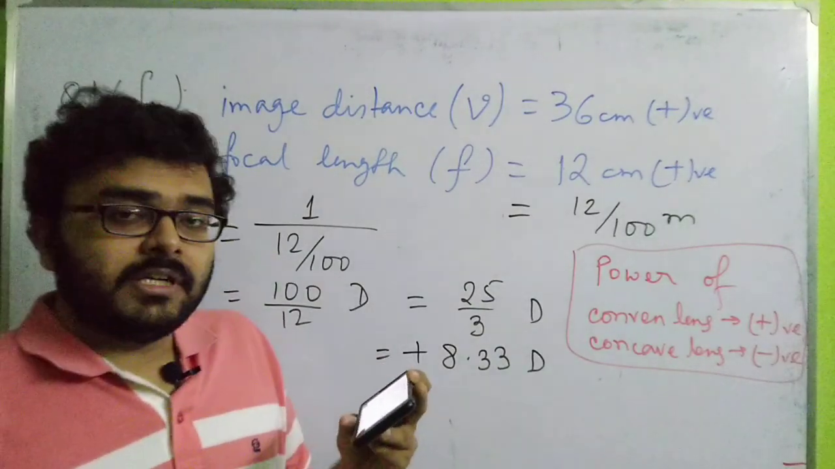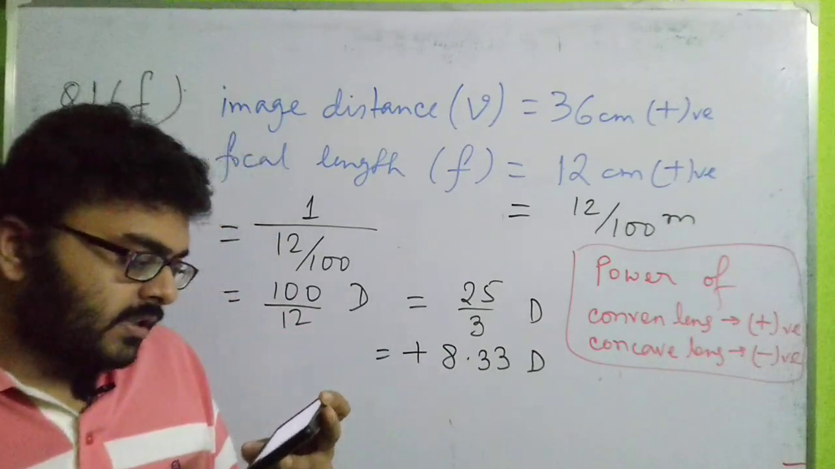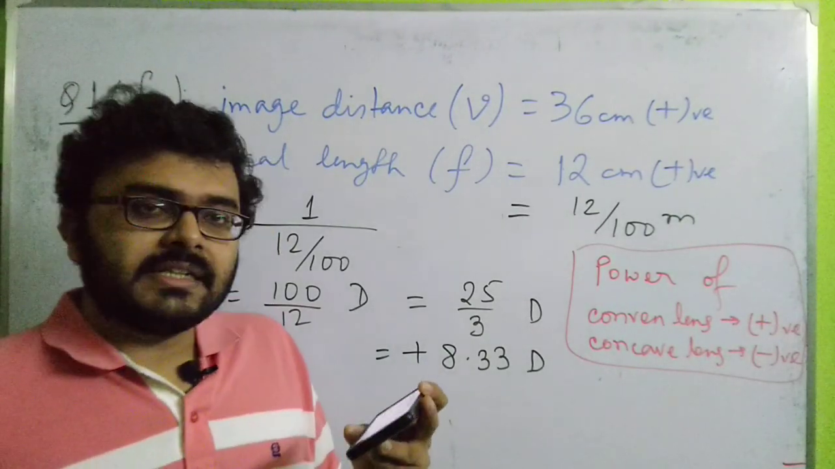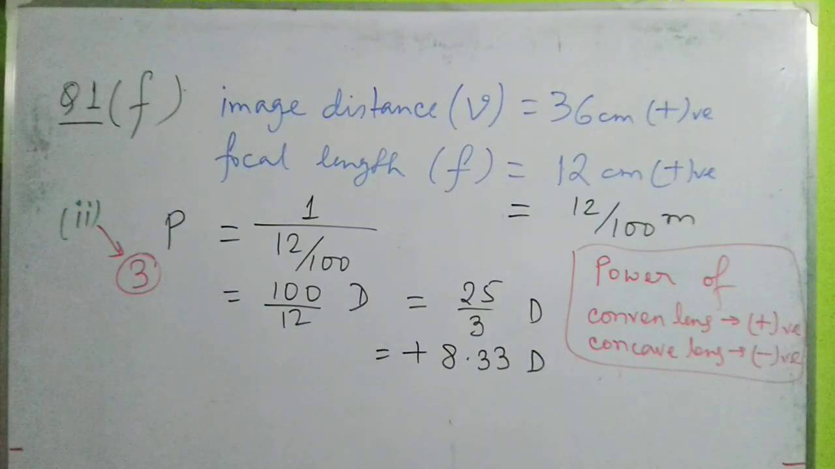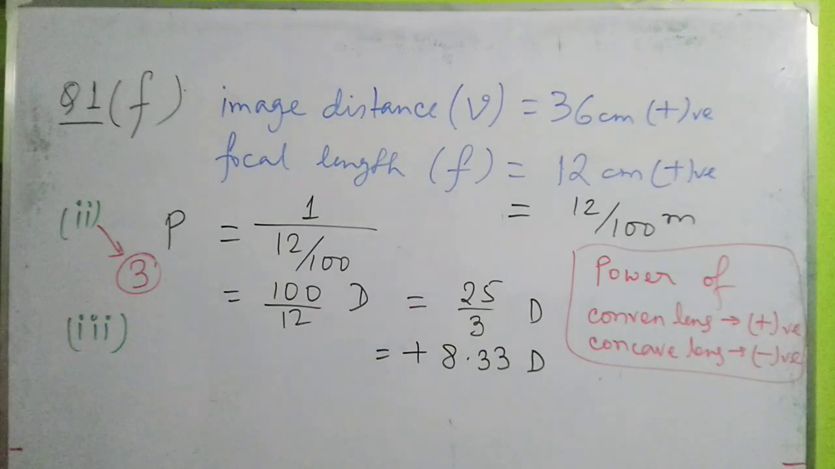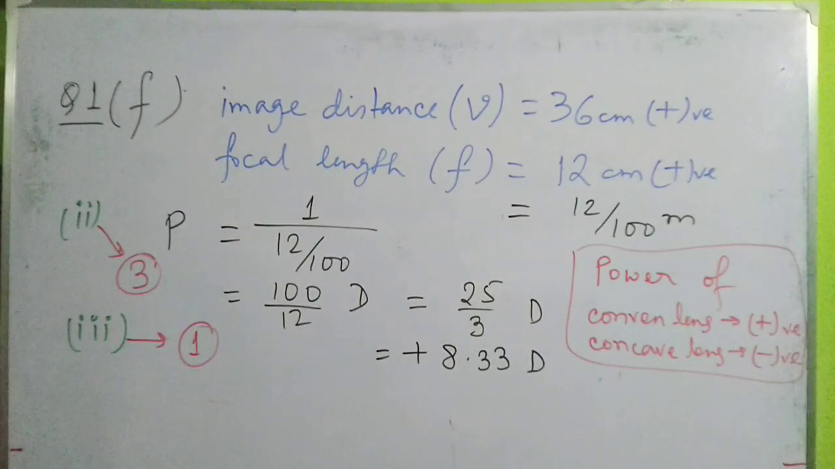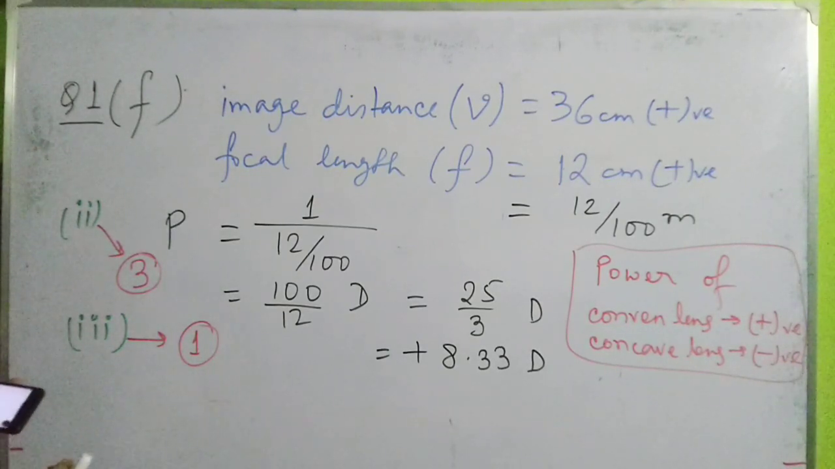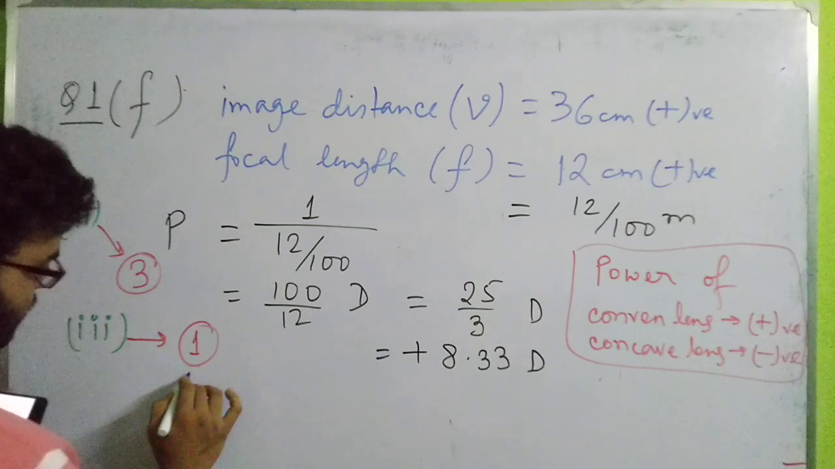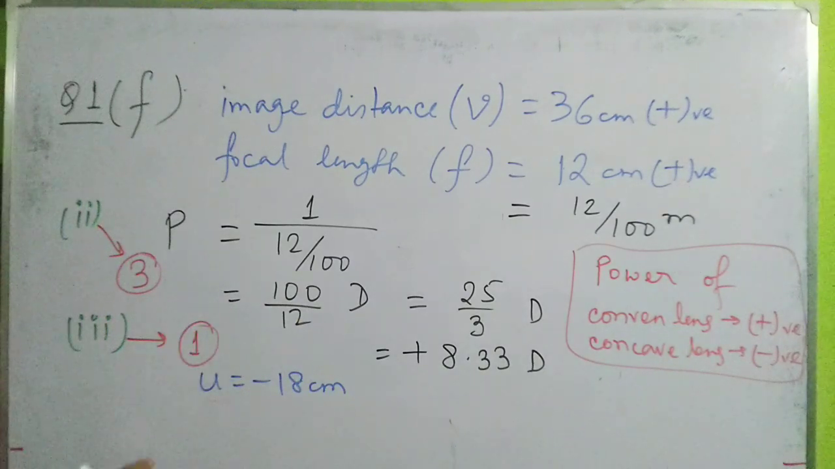The third question, we have already solved this out. The object distance with sign convention, it will turn out to be minus 18 centimeter. So question number 1A subpart 3. This answer is option number 1, and the answer was minus 18 centimeter. Answer was object distance u equals to minus 18 centimeter. So we have solved this already. So please note down the answer.